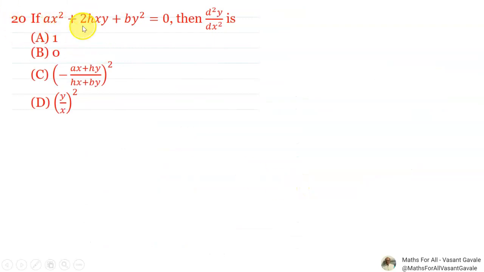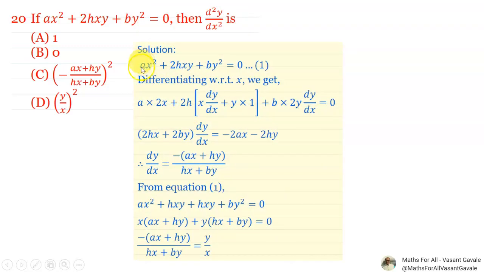if ax square plus 2hxy plus by square is equals to 0, then d2y by dx square is equals to, okay, ax square plus 2hxy plus by square is equals to 0. Differentiate this with respect to x, ax square चा डेरिव्हेटिव्ह a times 2x plus 2h x into y चा प्रॉडक्ट रूल नुसार इथे डेरिव्हेटिव्ह फाइंड आउट केलेला आहे. x as it is, y चा डेरिव्हेटिव्ह dy by dx plus y as it is, x चा डेरिव्हेटिव्ह 1 ब्रॅकेट कंप्लीट plus b y square चा डेरिव्हेटिव्ह 2y into dy by dx that's equals to 0.